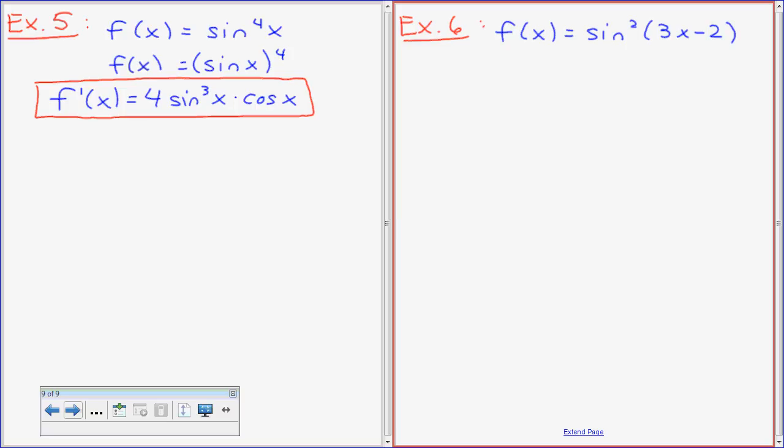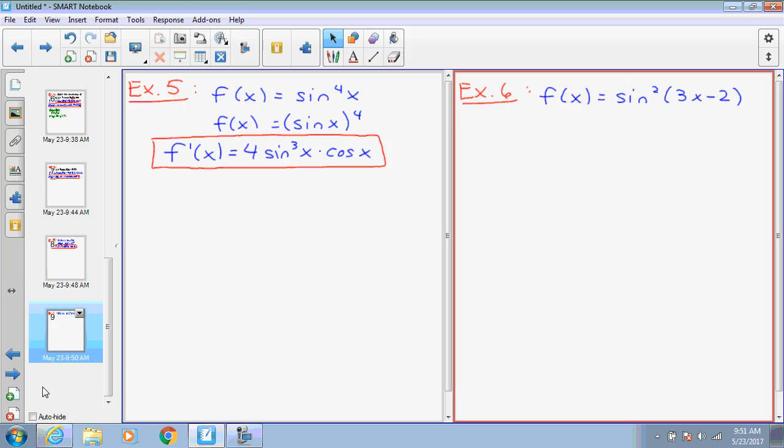Take a minute and try it, and then I'm going to stop the video and give you a minute or two to try it out. I'd recommend the first step would be to write it as sine of 3x minus 2, all squared. That's the first step I would probably do. Sine of 3x minus 2, and then put a big square around the outside.